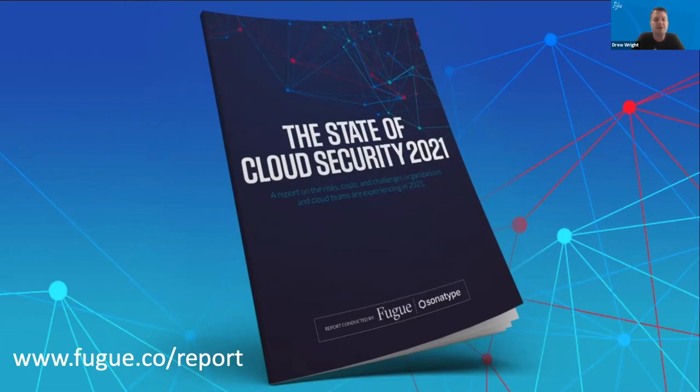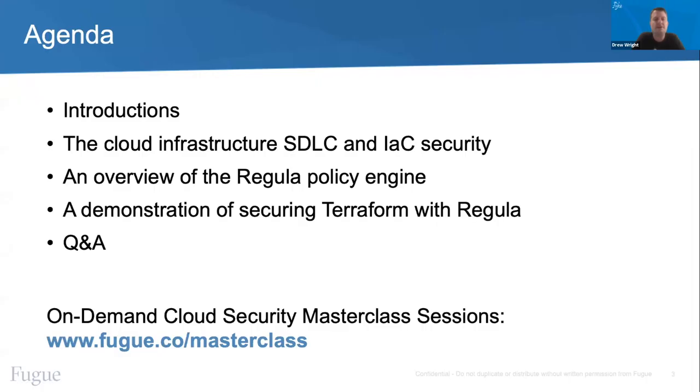Let's get a quick look at our agenda. We'll hit on some introductions and go over a quick overview of the software development lifecycle for cloud infrastructure, which I think is central to today's topic, and specifically infrastructure as code security. We're going to take an overview of the Regula policy engine, and my colleague Curtis Myzie will go through a demonstration of using Regula to secure Terraform templates. Then we'll get to your Q&A.